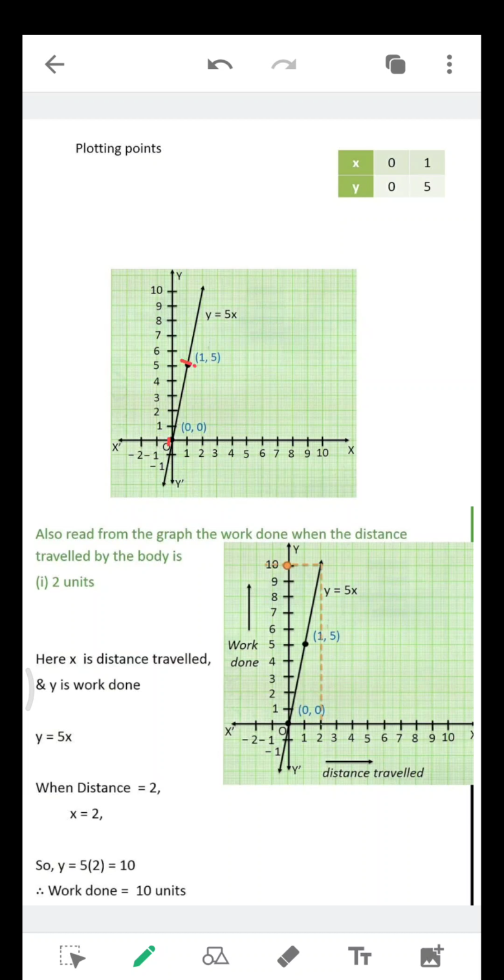Also read from the graph the work done when the distance traveled by the body is 2 units. No need to draw a new graph. Once you have drawn the graph, from the same graph you can find the work done when the distance traveled is 2 units. You can just drop a perpendicular here and it is 10 units. So when the distance traveled by the body is 2, the work done is 10 units. You can even substitute in W is equal to F into S. You have that option too. Hope this concept is clear.